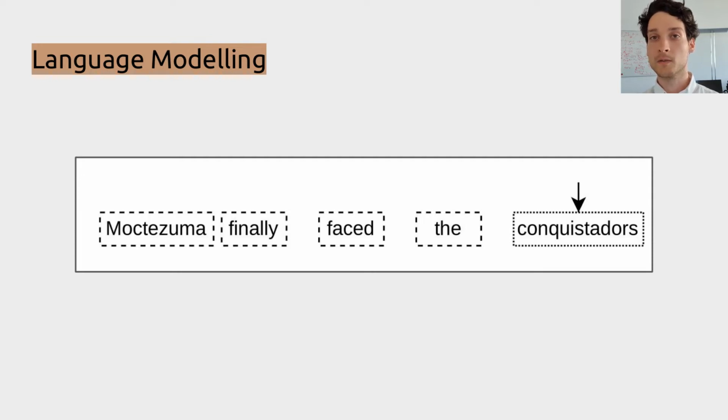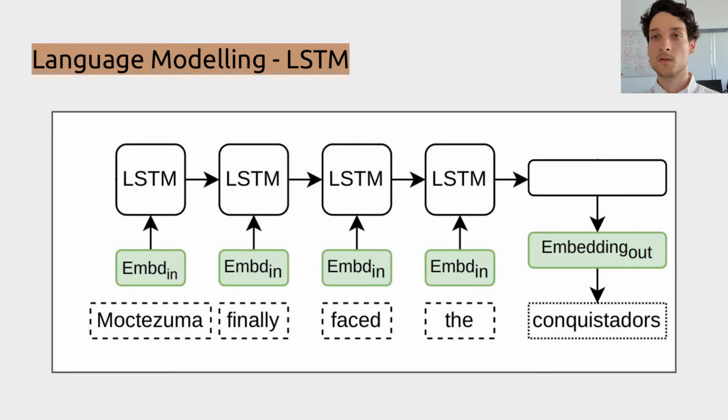Here we have the sentence prefix "Moctezuma finally faced the", and then the correct continuation from the data is "conquistadors". The way we do this computationally is to use, for example, an LSTM model. It works by first turning the input words into vectors via an embedding layer, and then iteratively consuming word by word. At the end of each step, we take the last hidden state, and by applying the output embedding to it, we get a probability distribution over the possible continuations. We use this distribution to evaluate the model, but in essence, it tells us which word comes next.